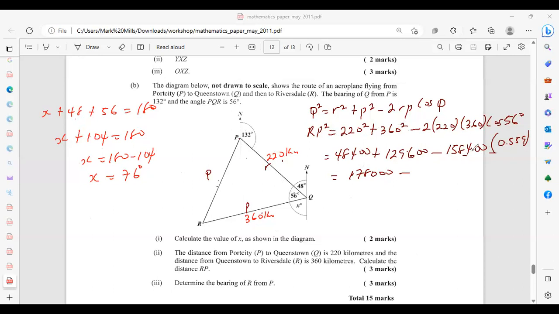Okay, so let's multiply these two. When you multiply these two, what do we get? Anybody can help me? 158,400 times that. What do we get?